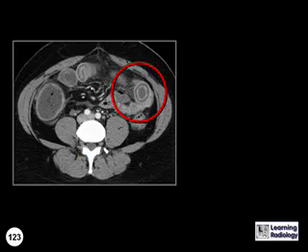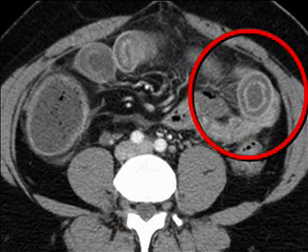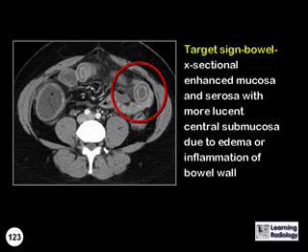What is the name of this sign? This is the target sign in bowel, which is the cross-sectional enhanced mucosa and serosa with a more loosened central submucosa due to edema or inflammation of the bowel wall, such as might be seen in Crohn's disease.